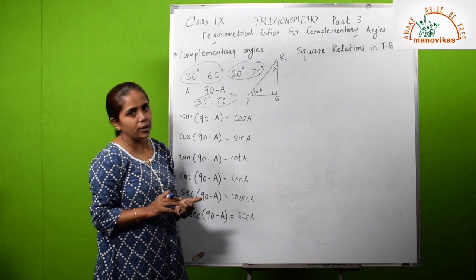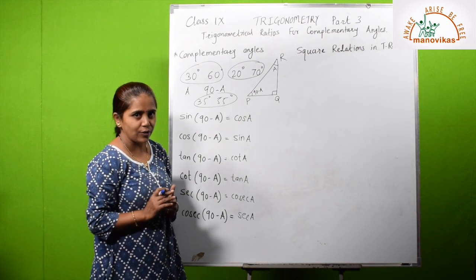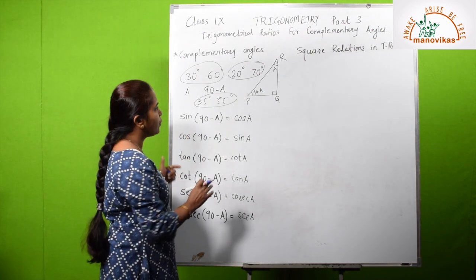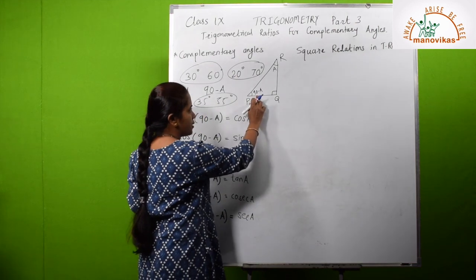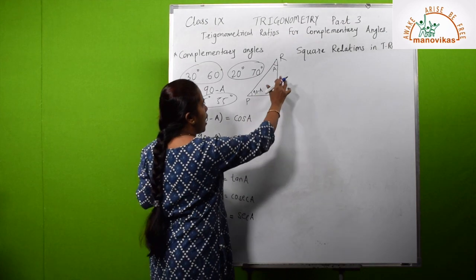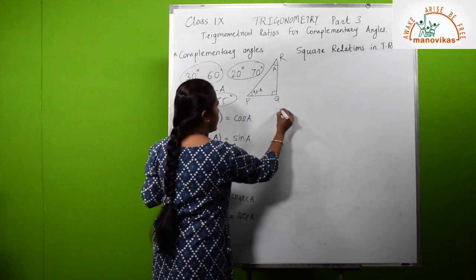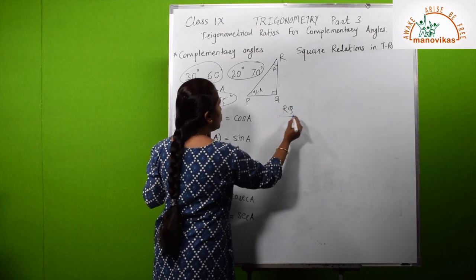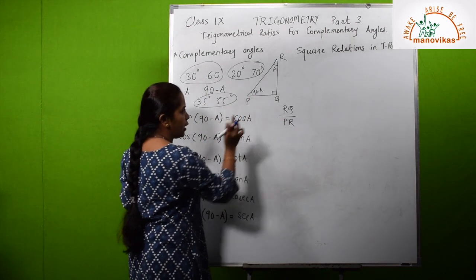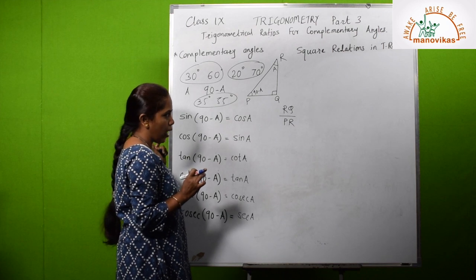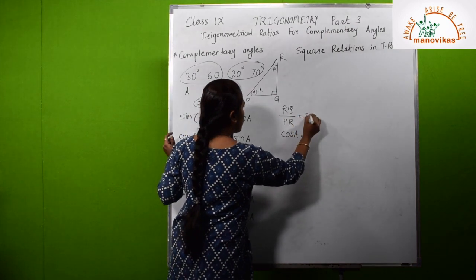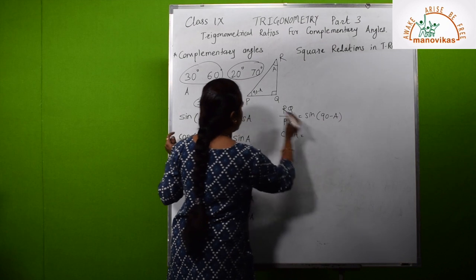Now, what are the trigonometric ratios for the complementary angles? That we'll see. For example, sine 90 minus A. Now, if you look at the figure, sine 90 minus A is the sine ratio for angle P. According to the definition, sine is opposite side upon hypotenuse, that is QR upon PR. So sine 90 minus A value is RQ upon PR.